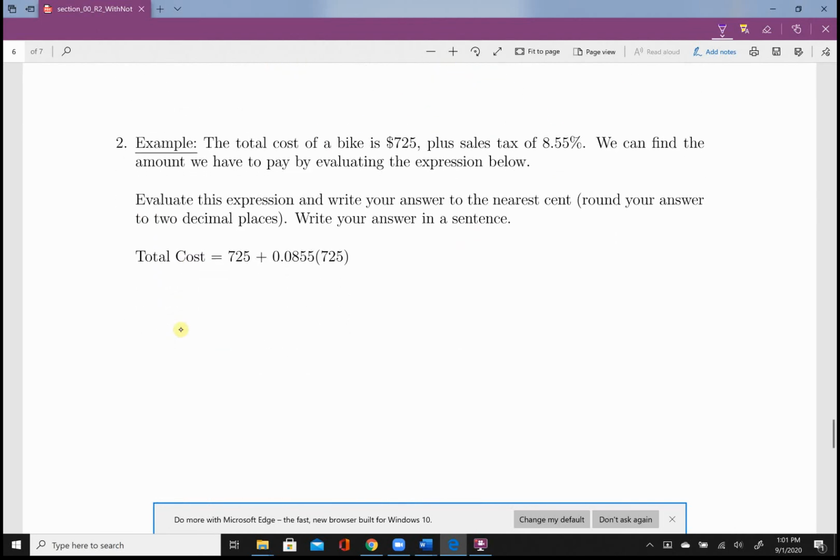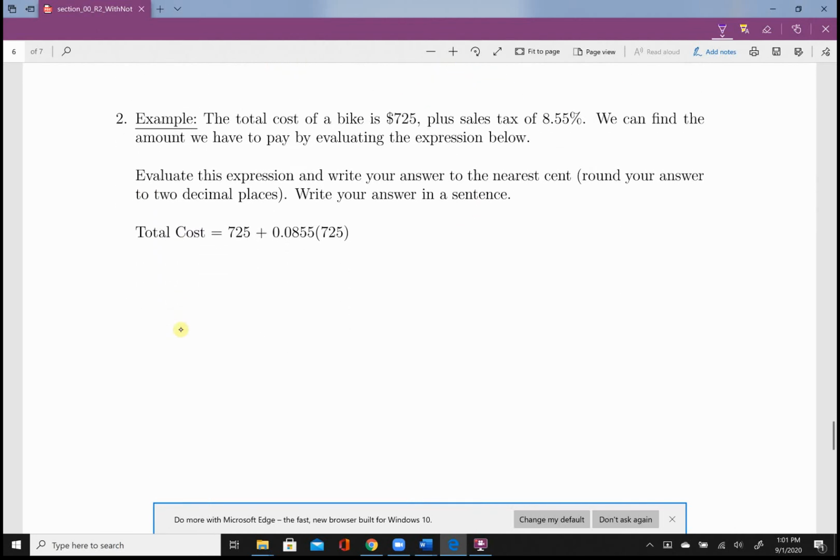Let's go ahead and do the same thing for this next problem. So go ahead and type this expression into your calculator. I would start with the multiplication first and then add the 725 to it later. Or you could do the shortcut that I'll talk about of taking a factor of 1.0855 and multiplying that by 725. We can talk about that in class if we want. And that'll yield $786.99 if you round to the nearest hundredth, or to the nearest cent, to two decimal places rather.